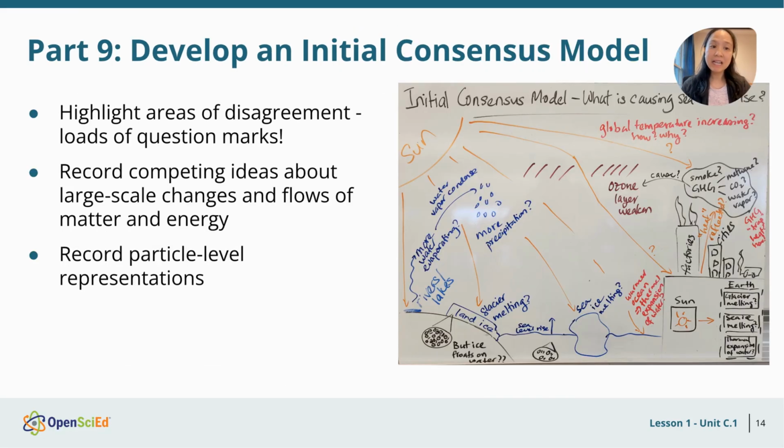When developing the class initial consensus model, it is important to highlight competing ideas and ask students to debate their evidence and reasoning. That's why initial consensus models should be peppered with loads of question marks. Instead of guiding them towards the accurate explanation, it is more productive at this point in the unit to ensure all competing ideas that students will resolve in this unit are raised as questions to figure out.